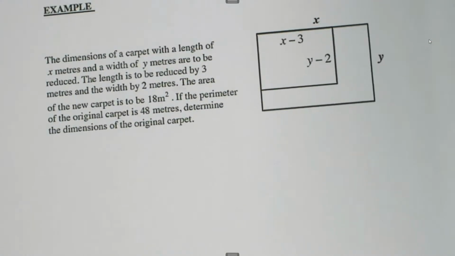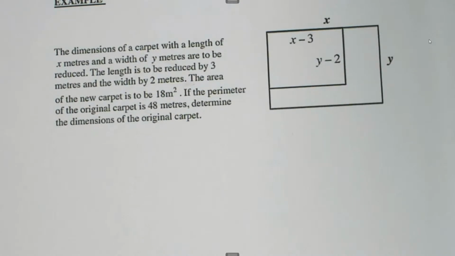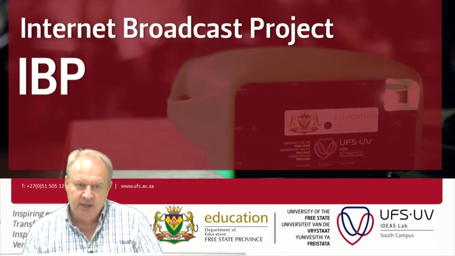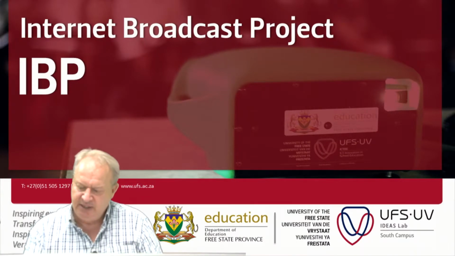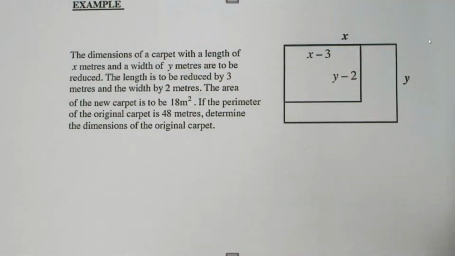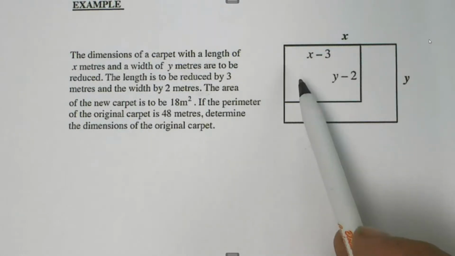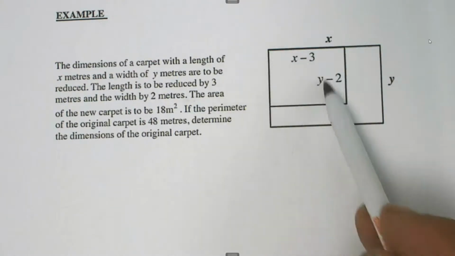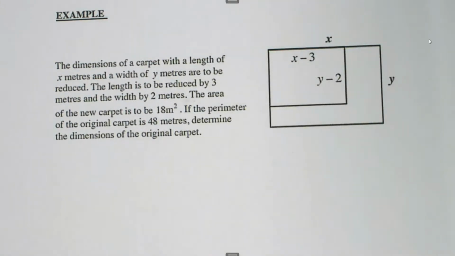Right, an application for solving simultaneously is the following. The length of a carpet, x meters, is reduced by 3, and y, the breadth, is reduced by 2. So these are the dimensions. The area of the new carpet is 18 square meters and the perimeter of the original carpet is 48. Determine the dimensions of the original carpet. So we've got to determine the values of x and y.